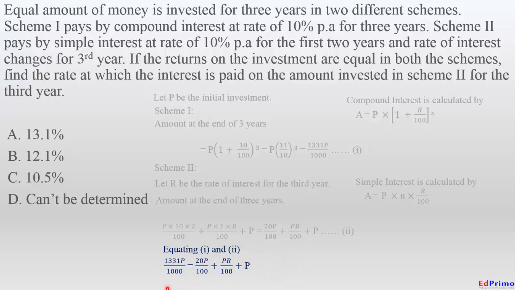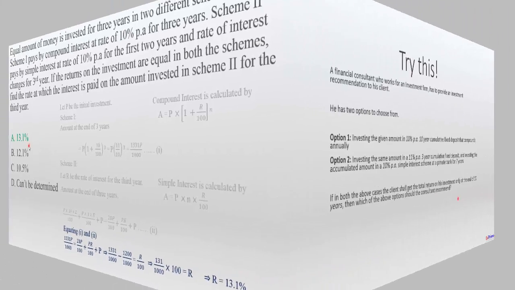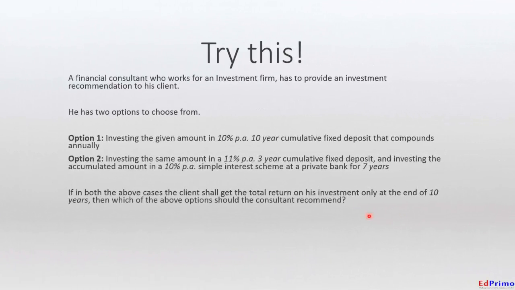Since we know that these two are equal, we will be able to solve this equation for R. P is a common value across this equation, so this will get cancelled and R will be left out. So when we try to simplify, we would find that R is 13.1%. So no matter what the principal amount P was, the R will be 13.1%. So this is the return on investment from scheme 2 for the third year, so that both scheme 1 and scheme 2 yield the same return on investment. Therefore, our correct answer would be option A.